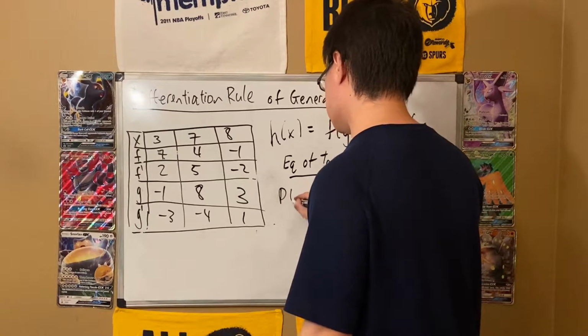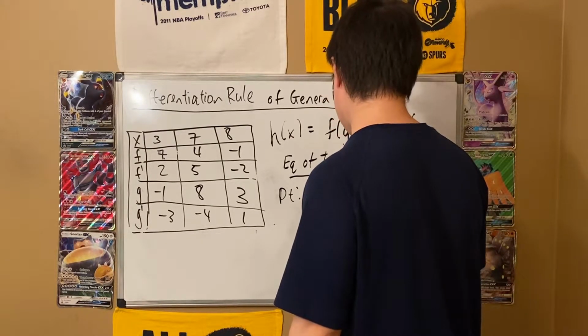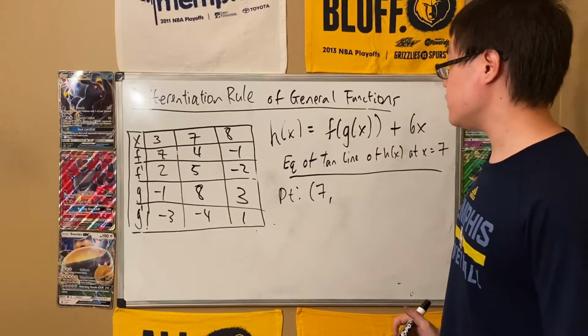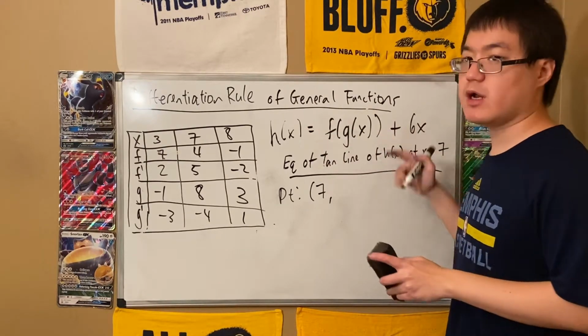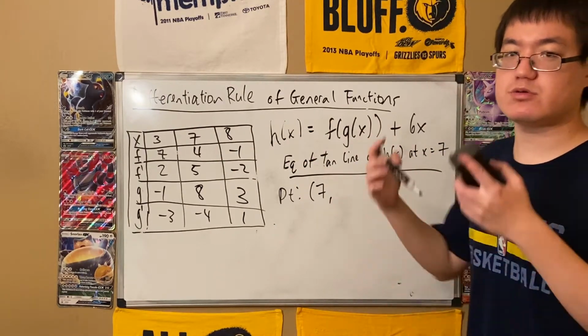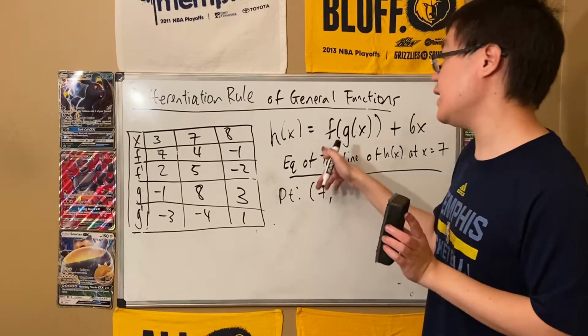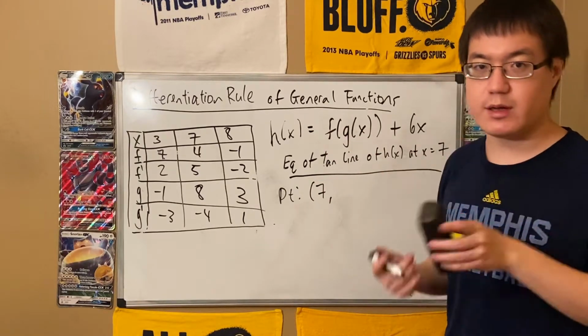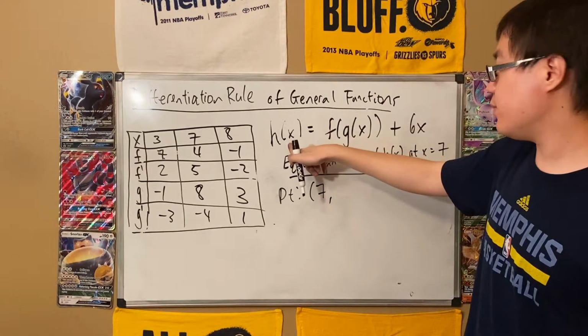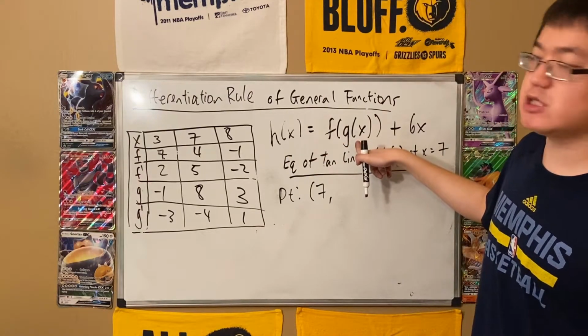So I'm going to write my point first. So it's going to be 7 comma something. And what I'm going to do is plug in 7 into h of 7. Keep in mind that this is not products. This is not f of x times g of x. This is composition of functions. So g of x is nested inside f. And it's just going to be a composition of functions. So what you would do is, if I wanted to plug in 7, I'd first plug in 7 into g.